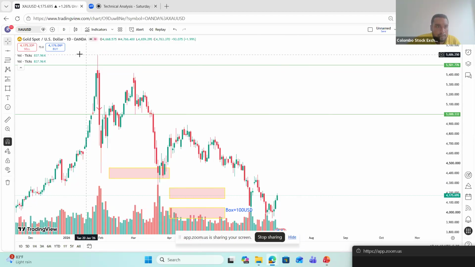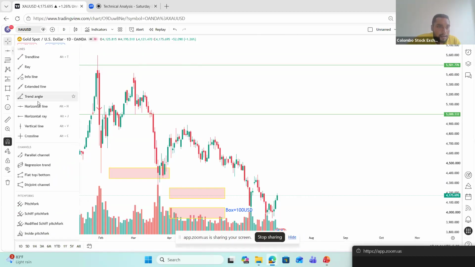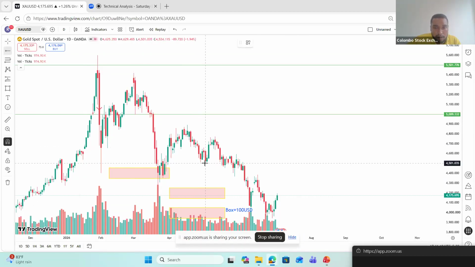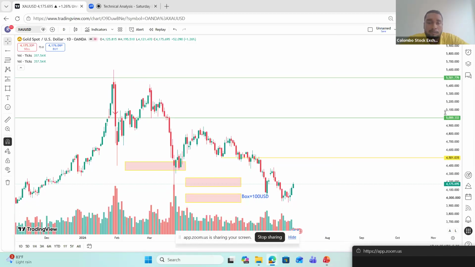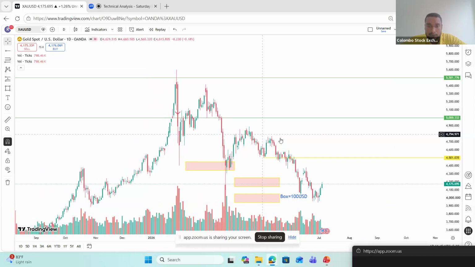Actually, this level. I'll mark a horizontal ray. This horizontal ray is shorter than a horizontal line, like this. Right, this is the 4,500 level. You can see the price has exactly bounced from that level. Again, the price has rejected that level. Now it's a resistance level. So these are psychological numbers where some traders prefer to take their profits or exit their trades. So those can also be support and resistance levels, right?